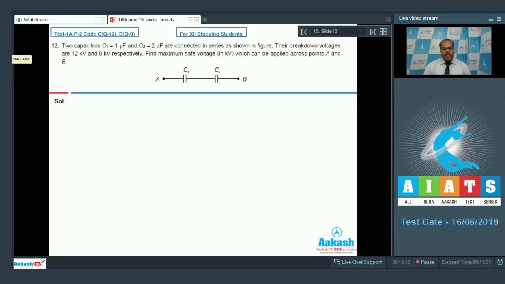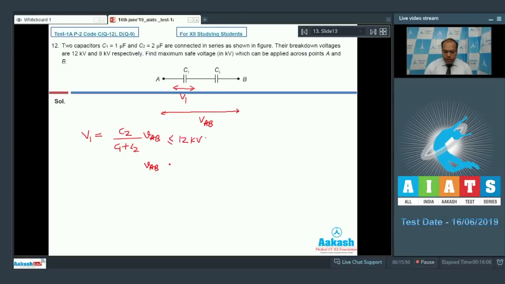Since the given capacitors are in series, the charge on them will remain the same. So if the potential difference across AB is VAB and the potential difference across C1 is V1, then we can write V1 is equal to C2 divided by C1 plus C2 of VAB, and this value must be less than or equal to 12 kV. If I solve this, the value of VAB comes out to be 12 kV into (C1 plus C2) divided by C2, so VAB is less than or equal to 18 kV.